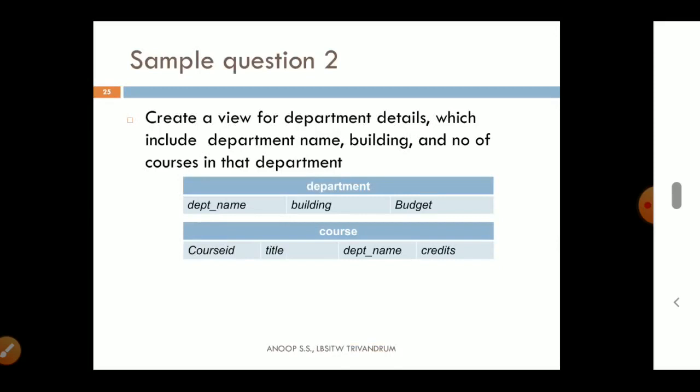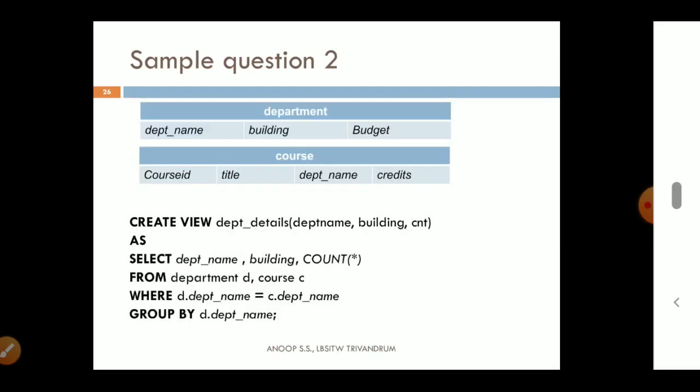Second question: creating a view for department details where we need to include the department name, building and the number of courses in that department, and we are provided with two tables, department and course. Department contains the department name, building and budget, and course contains the course ID, title, department name and credits. So we need to combine these two tables, select two things from the department table, and count the course ID from course.